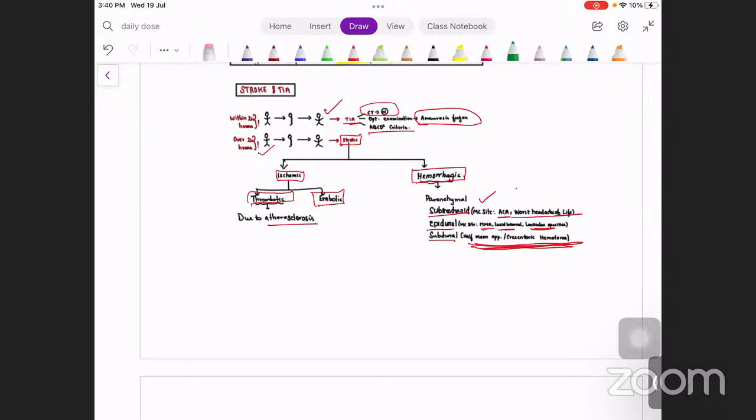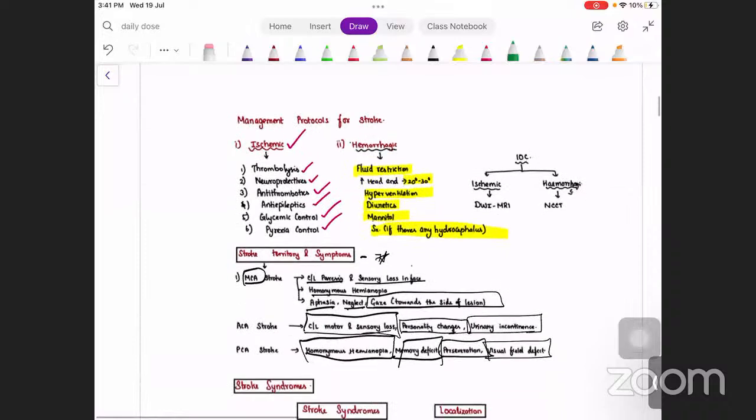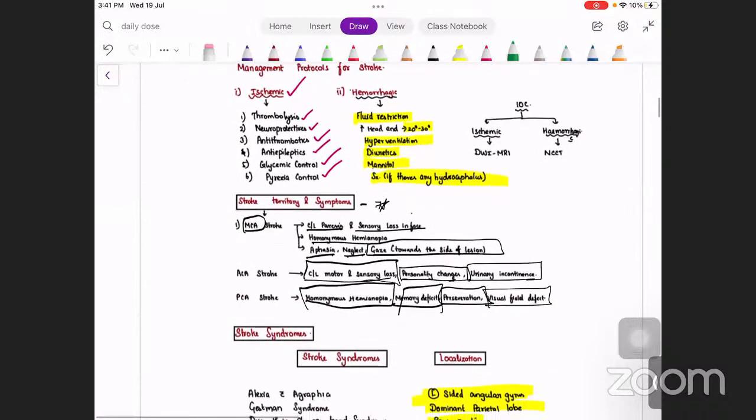SAH, the most common site is ACA, where the patient experiences the worst headache of their life. Epidural, the most common site is the middle meningeal artery, where you may see the lucid interval and lenticular opacities. Subdural, crescentic or half moon appearance with the crescentic hematoma. Okay, treatment management protocol, we have already discussed that.